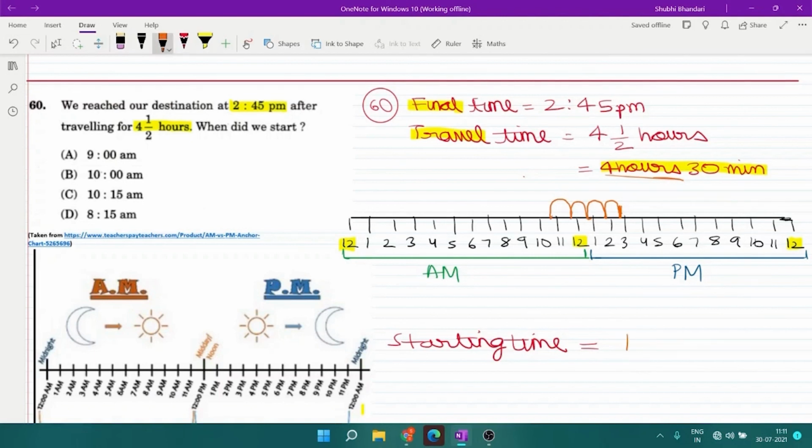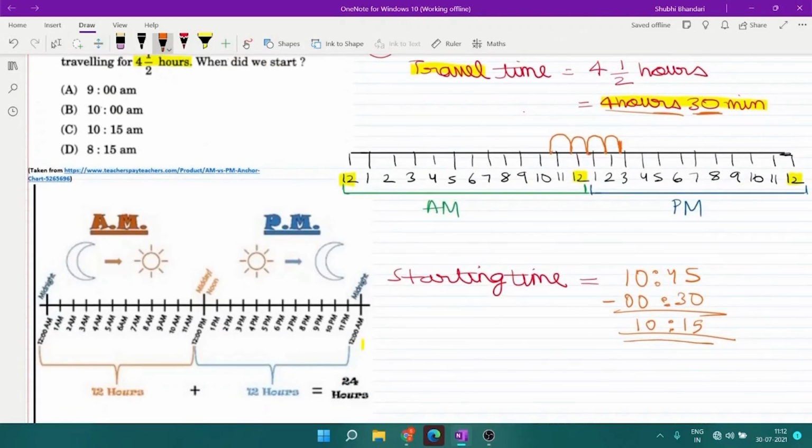So 10:45. But wait, we also have to subtract the 30 minutes. So 10:45 minus 30 minutes. So that means minus 0 hours and 30 minutes. So now let us subtract the hours and the minutes. So minus 0, 30 minutes. This gives us 15 minutes here and 10. So our final answer is 10:15. So we must have started at 10:15.